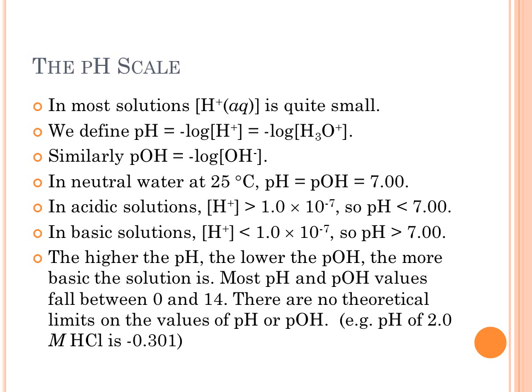Most pH and pOH values fall between 0 and 14, although there's no theoretical limit. The pH of 2 molar HCl is negative 0.301. You're going to hit 0 at a 1 molar concentration of a strong acid. You're going to hit 14 in the pH for a 1 molar solution of a strong base.